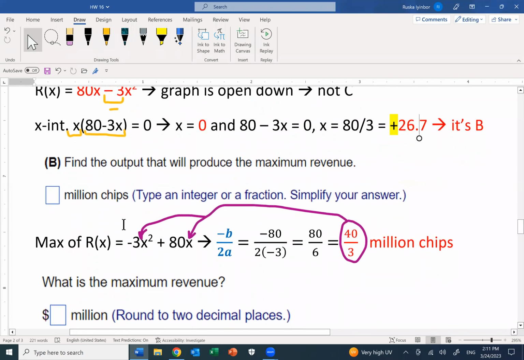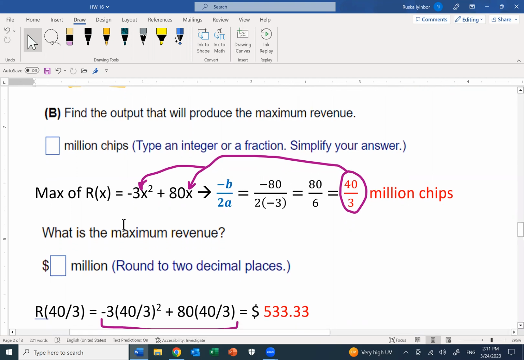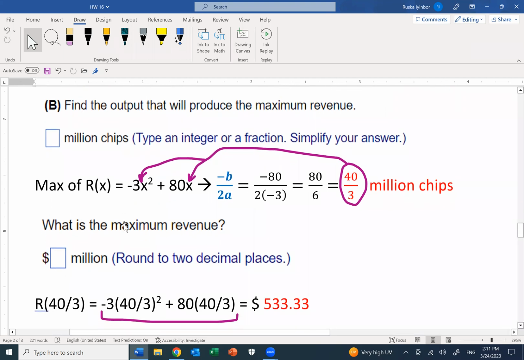And then the next one is, what is the maximum revenue? We know we're going to have the maximum at 40/3 million chips. So what you're doing, you just plug 40/3 into the x's in the revenue function, and that gives us negative 3 parentheses 40/3 squared plus 80 times 40/3, and then calculator, and you get 533.33.